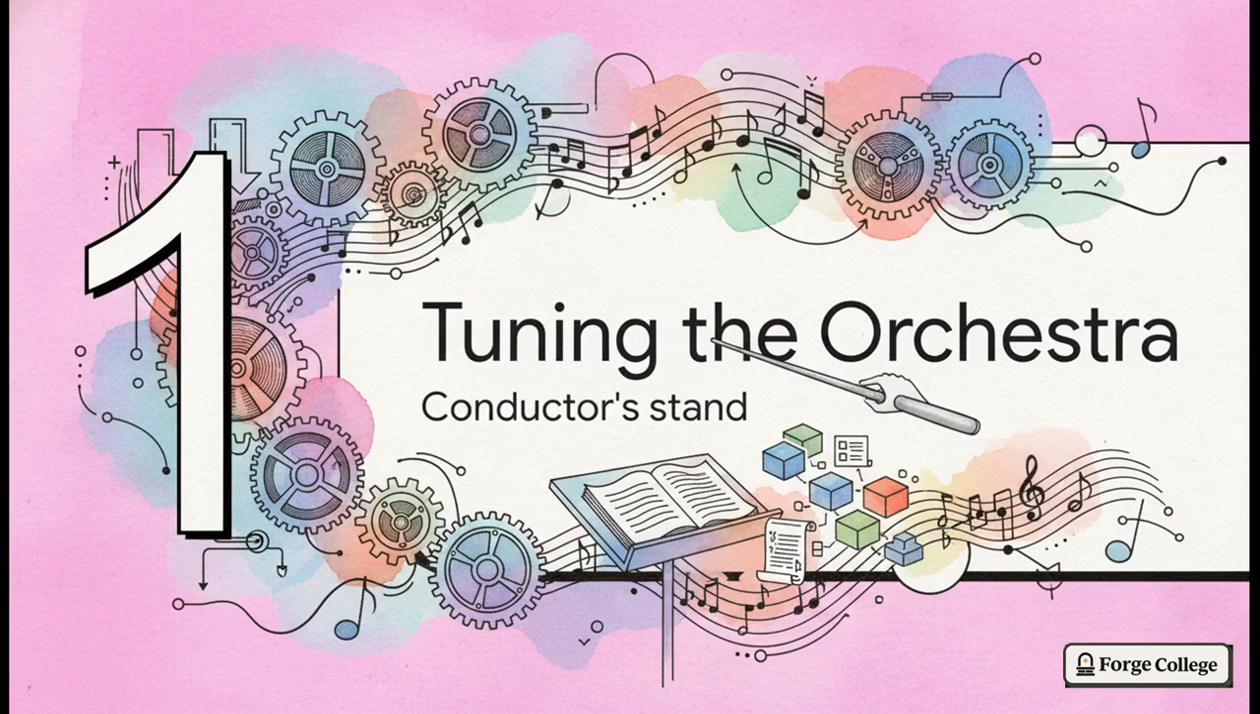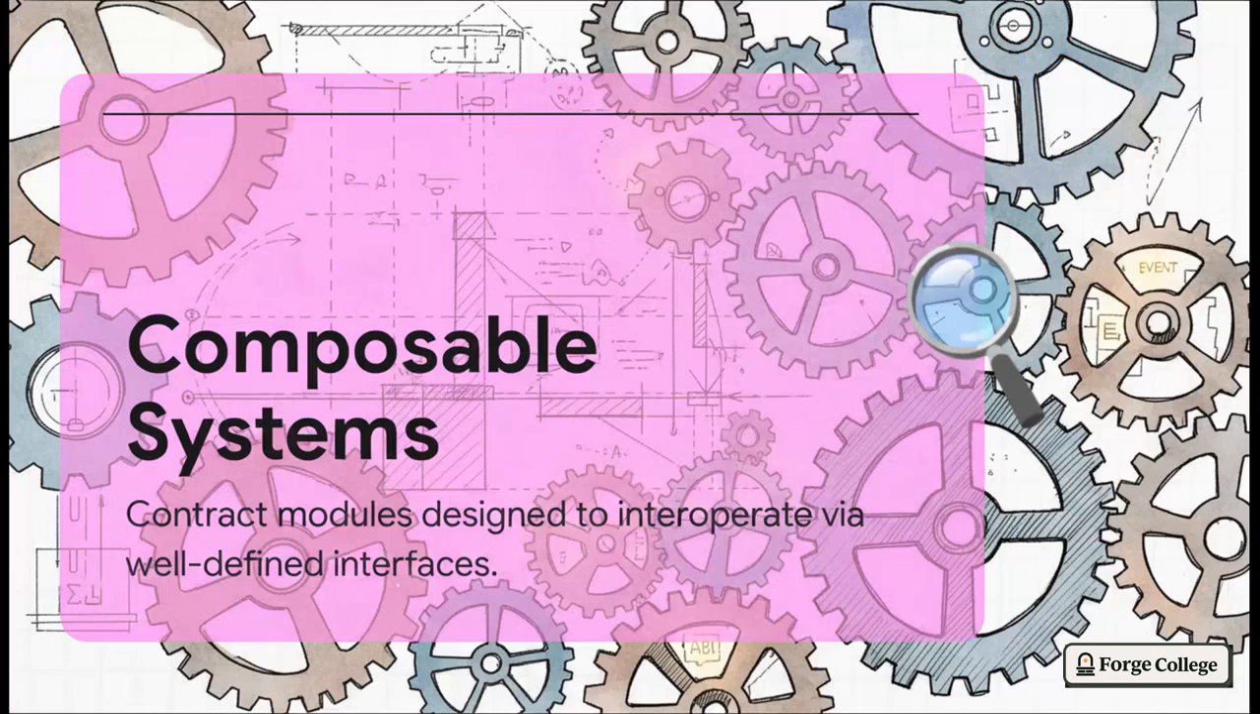First up, tuning the mechanical orchestra and setting up the conductor's stand. Now, you might be wondering, what exactly are we building? Well, to architect composable systems effectively, we have to define them strictly as contract modules that are designed to interoperate via well-defined interfaces. Think of them like mechanical gears in a massive clockwork engine. I mean, if the teeth on gear A don't perfectly align with the grooves on gear B, what happens? The entire machine jams up, right? In Web3, our interfaces, our ABIs, our event structures, our error codes, those are our gear teeth. Our architecture blueprint is essentially the precise engineering schematic that guarantees every single gear clicks perfectly into place during a full system integration.